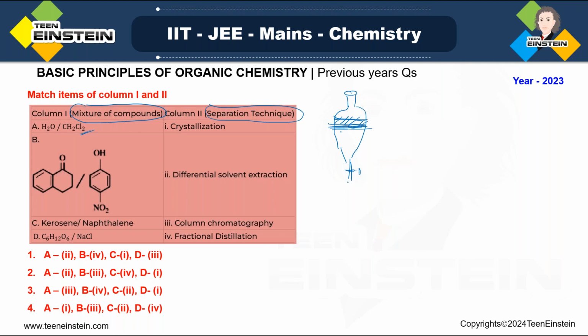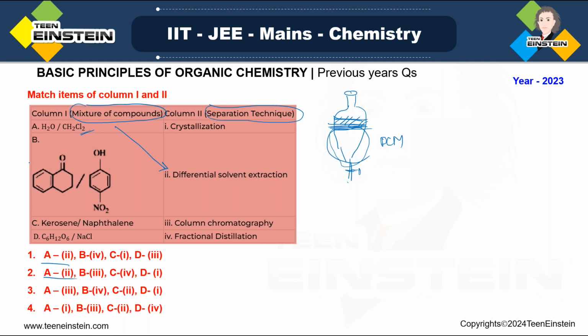And the layer between these two is easily visible. When you open the stopcock, you can separate this part, which is DCM. So this should match with differential solvent extraction. Then, if A is 2, it is matching with option 2. Next we have mixture B.